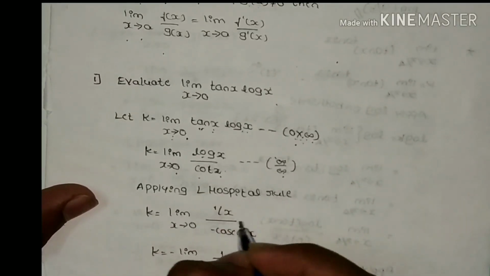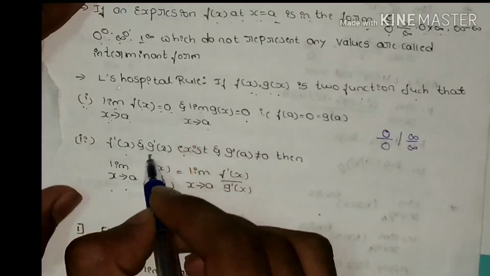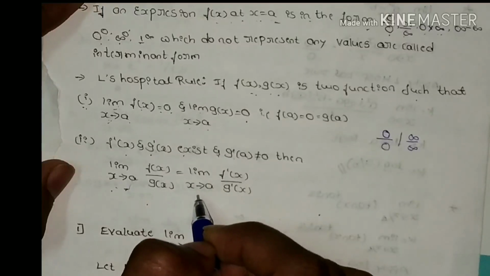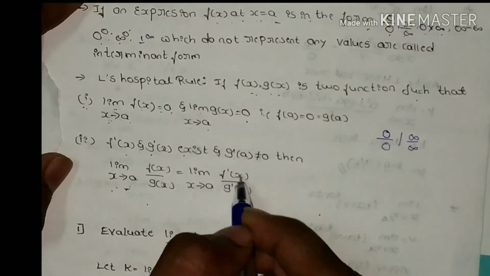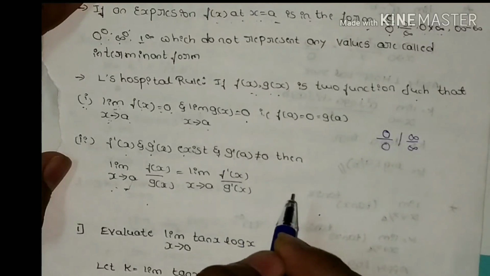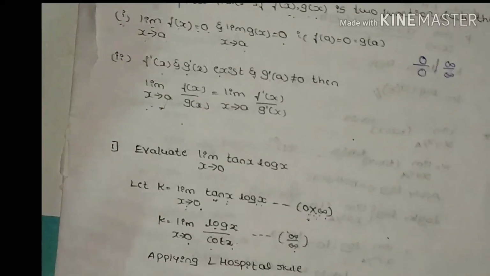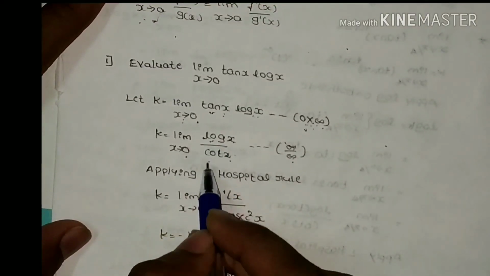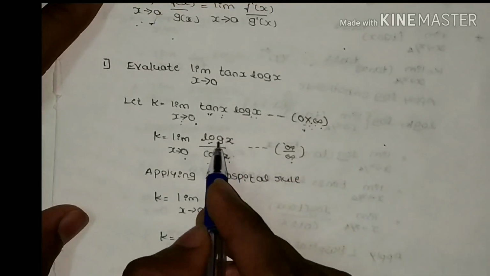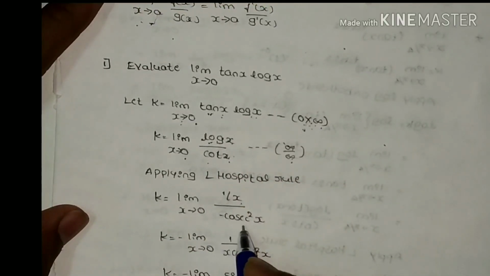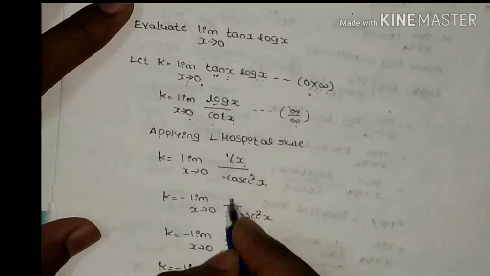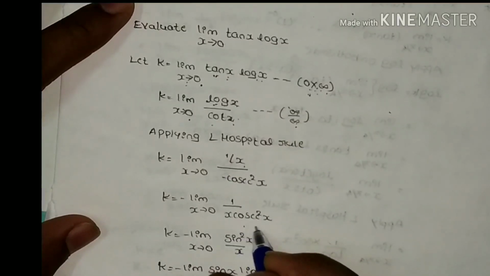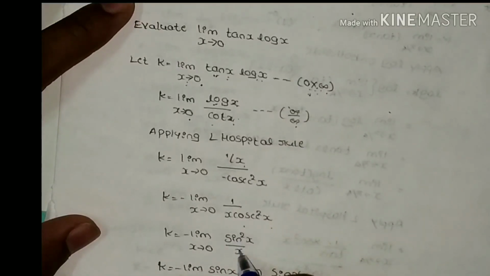L'Hospital rule says that limit of f of x divided by g of x where x tends to a is equal to limit of f dash of x by g dash of x. So differentiate numerator and denominator separately, and it does not affect the given expression. Differentiation of log x is 1 by x and of cot x is minus cosec square x. Let us simplify it. So 1 by x in the numerator, the denominator becomes 1 divided by x cosec square x. So cosec square x goes in the numerator and it becomes sin square x.